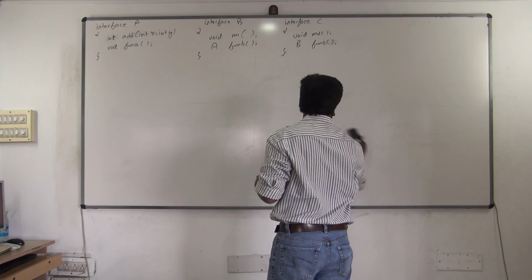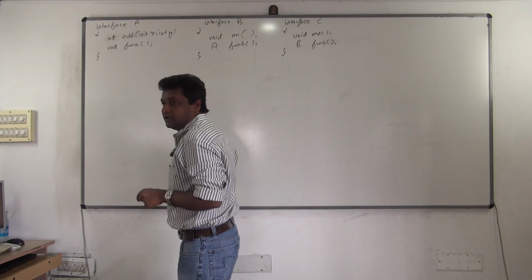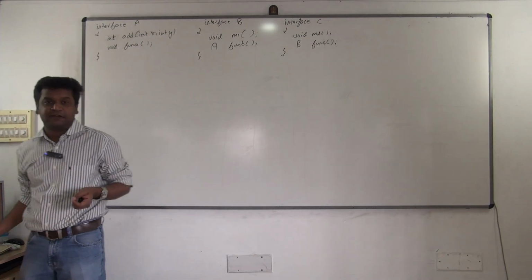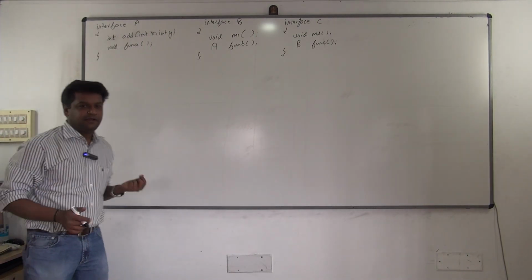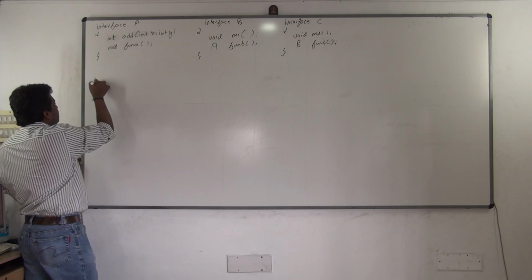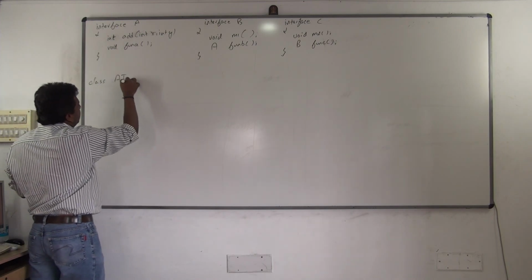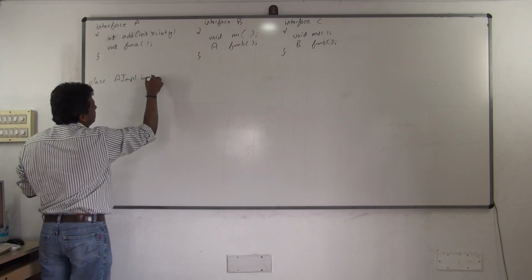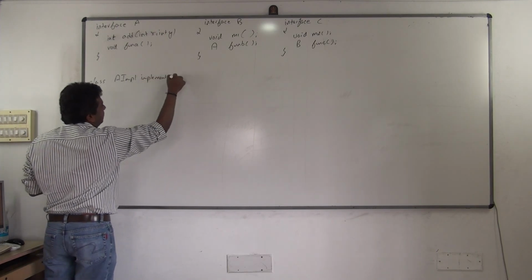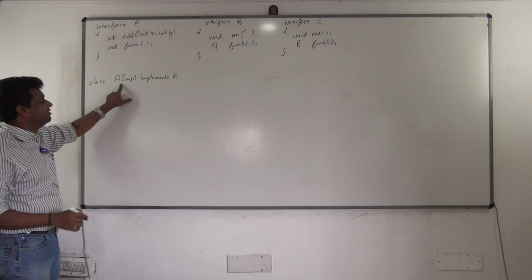See, there are three interfaces right now. Assume that somebody has written three interfaces and you have to implement them now. So we'll go on implementing. How do you implement now? See this. Class A IMPL implements A. That's the convention we follow.